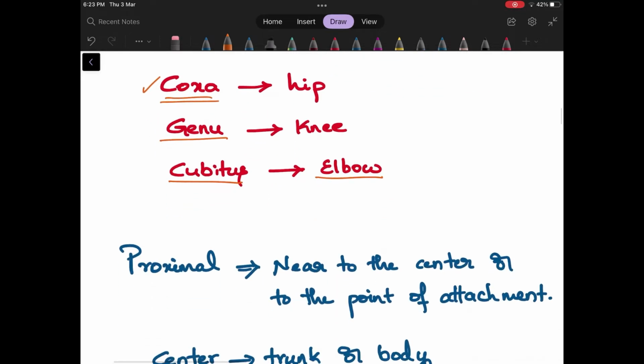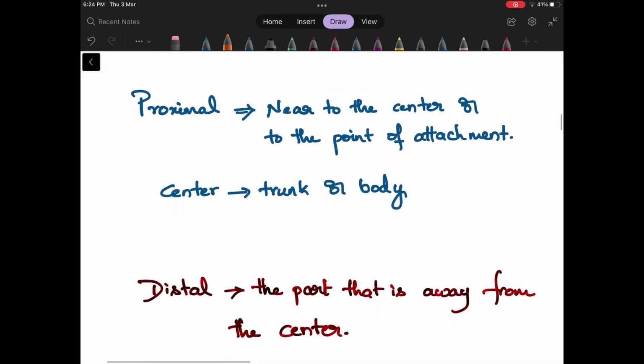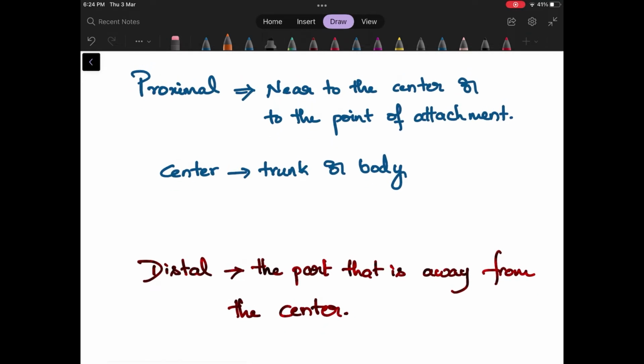Now, to understand this topic, we have to learn certain words. These words I am explaining now, keep in mind, are not the exact definitions of the terms, but they will help you to understand the topic. The next two words that we are going to learn are proximal as well as distal. What is proximal? What is distal?